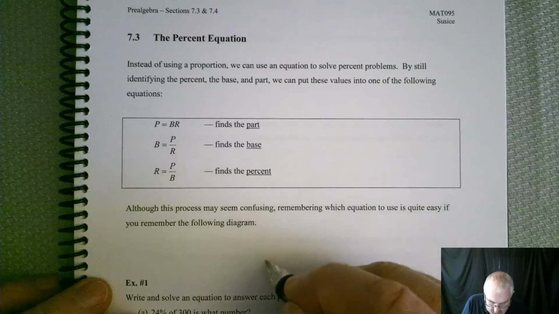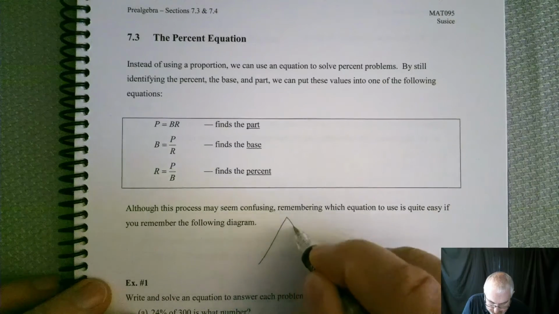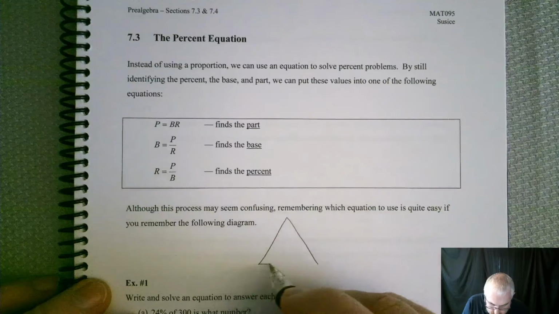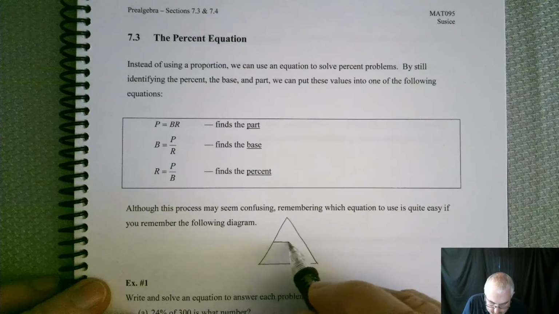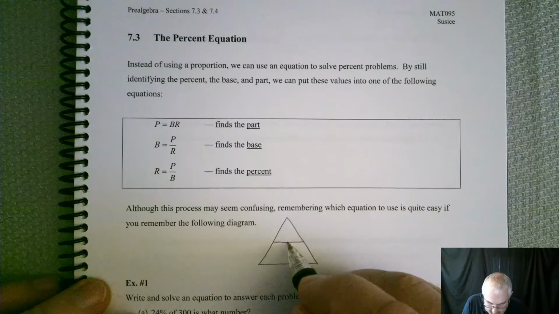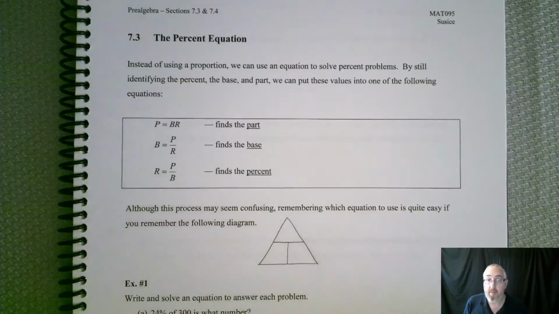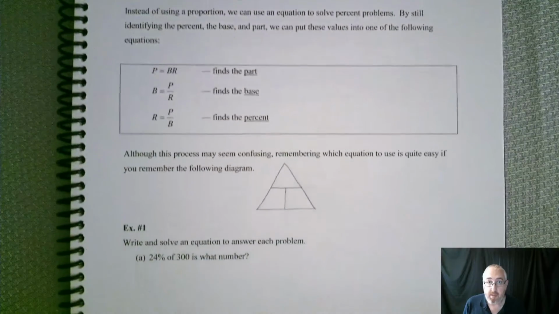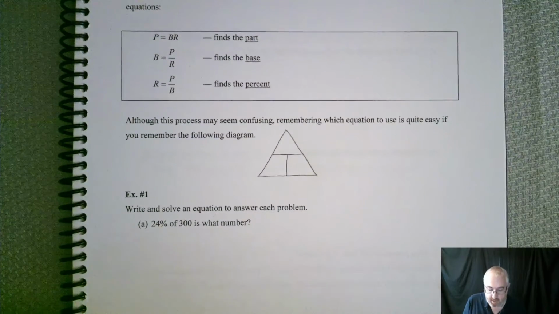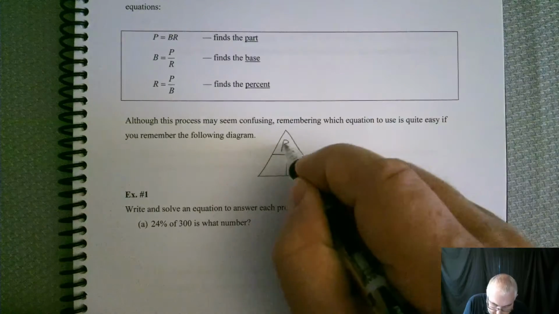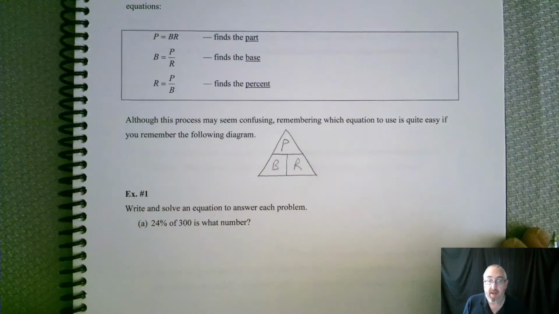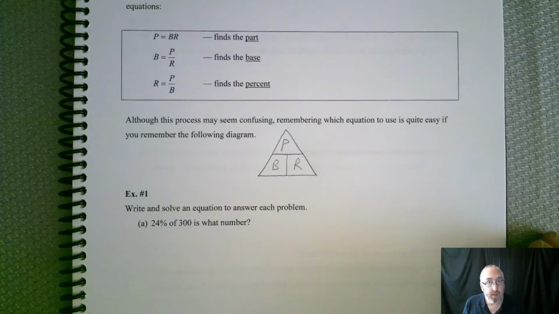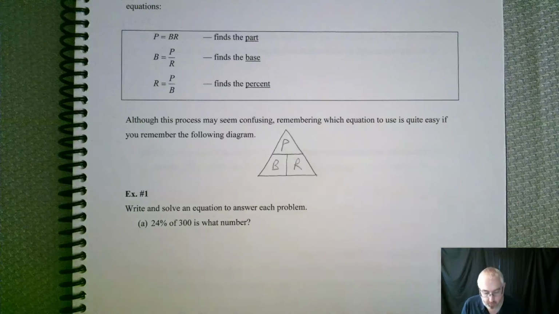So if I draw a triangle, and then I kind of split it in half, and then I split the bottom in half, I got three pieces. So let me slide this up a little bit. So I got three pieces. If I put a P in the top and then a B and an R in the bottom, that is going to be my shortcut to determining what I have to do with the other two pieces. So let me show you what I mean.